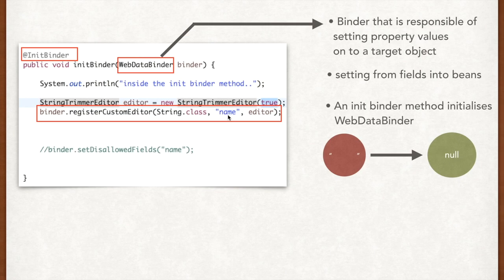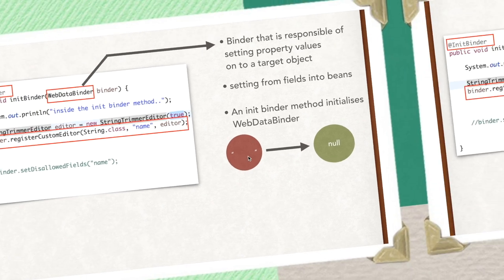So before the data binding happened, we are actually letting the web data binder know that this is the property we want to edit. And the web data binder is helping us do that, because this is the class which is responsible for the data binding. So before the data binding happened, we are just letting this binder class know that we are changing the name property if we have white spaces.